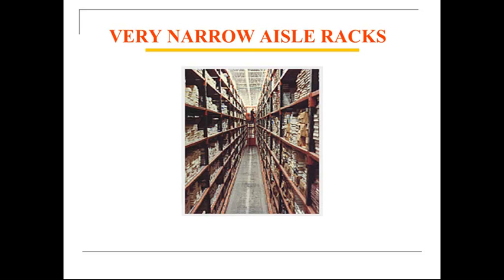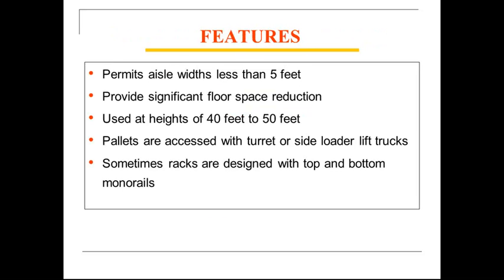Here's another type of rack. So this is a very narrow aisle rack. And as you can see, you have a very limited space in between the racks. You have the operator going through the items using this equipment, which is similar to a forklift, but you have stations that will put you on top of it. And for this type of storage system, this permits aisle width less than 5 feet. So again, very narrow area.